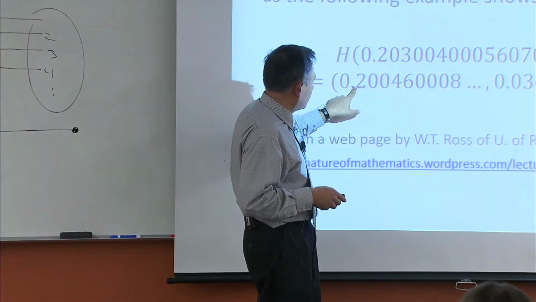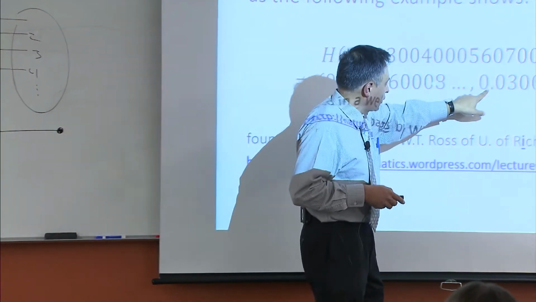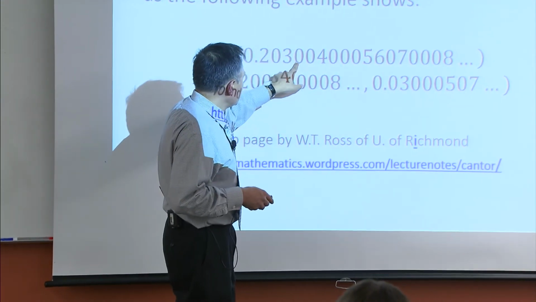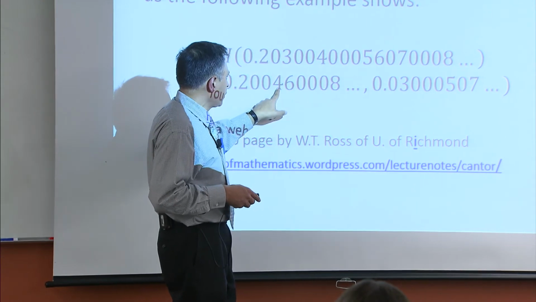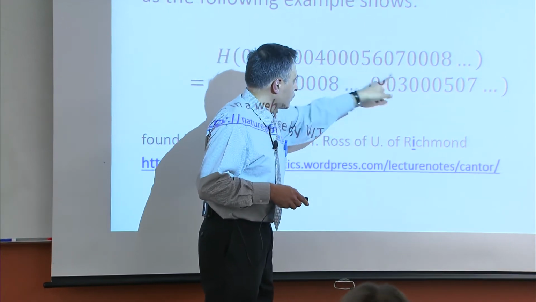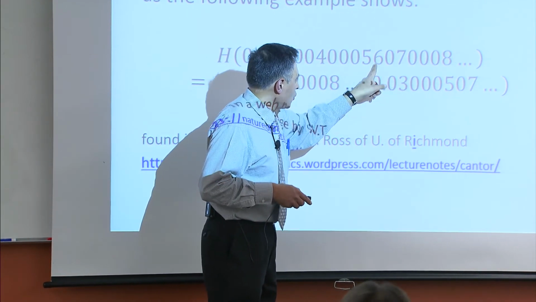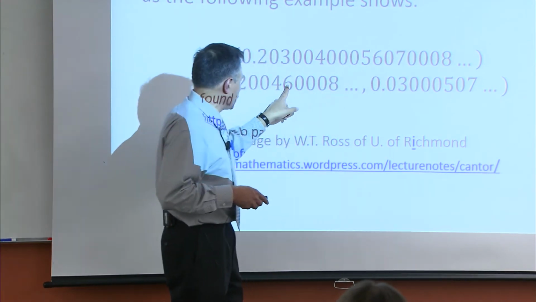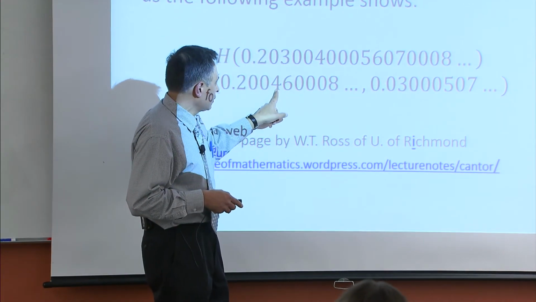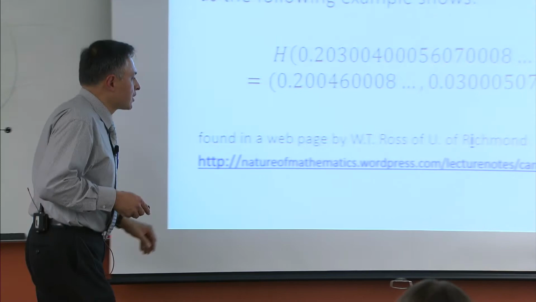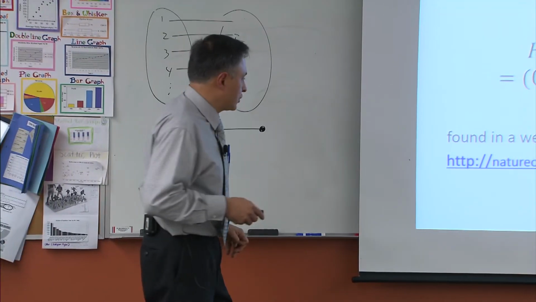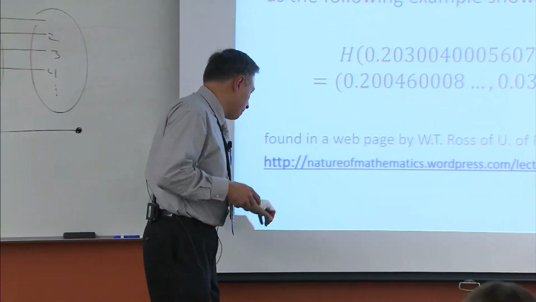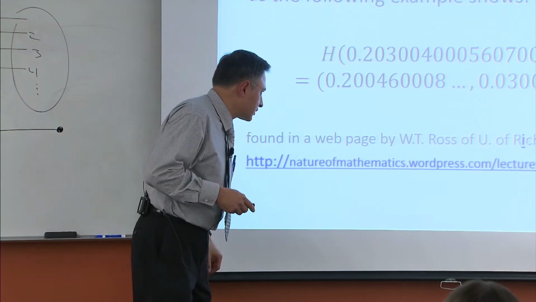So 2 goes here, 0.3 goes there, 0.04 goes here, 0.05 goes there. There's no 0, so the 6 goes immediately after the 4, and so forth. This map works. I found it in The Nature of Mathematics.